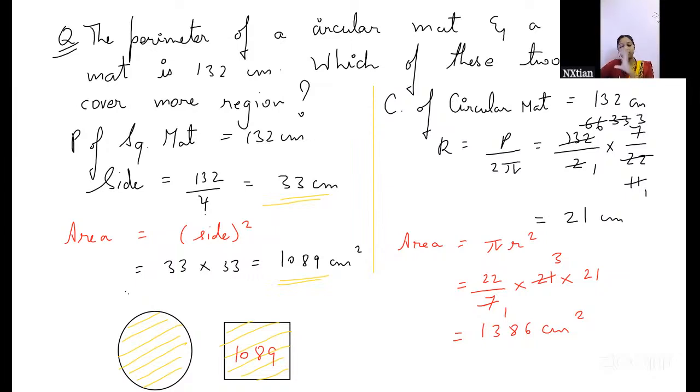Now we will come to the circular mat. Again, for the circular mat, I have the circumference, 132 centimeters. This whole boundary is 132 centimeter. So I have to find out the radius. Circumference I have, so I use the circumference formula. What is the formula of circumference again? Anyone?